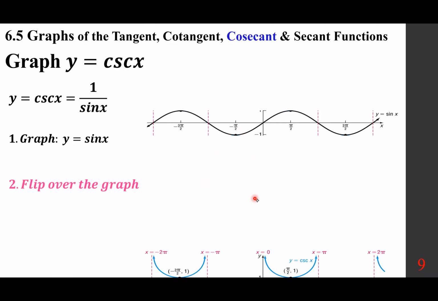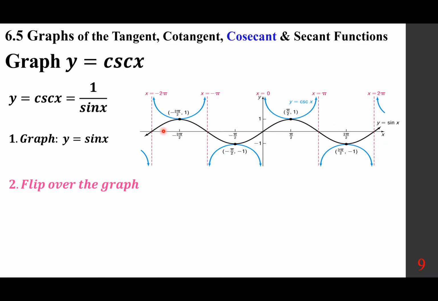Flip over the graph. Okay. So this is sine x. The blue one is what we want. And cosecant is 1 over sine. Just like cotangent, it has the same concept when it comes to the domain, okay? It can't be n pi, and the same thing for the VA, vertical asymptotes.